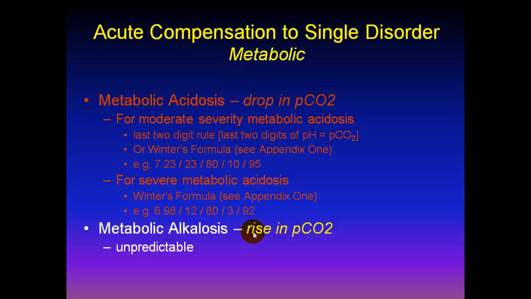In metabolic alkalosis, the compensation could be a rise in PCO2, but that's unpredictable. Some people have a metabolic alkalosis and their PCO2 doesn't rise at all, it stays right at 40. Other people have a modest rise. Almost no one will rise much beyond 50 or 55. That's about the limit. The idea behind this is that the metabolic alkalosis will cause some respiratory suppression because the pH is high, and that will raise the PCO2, which helps compensate.